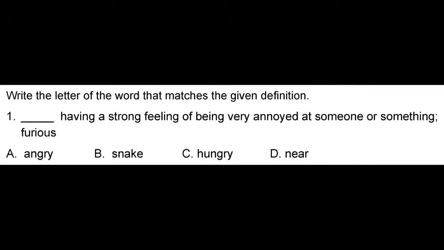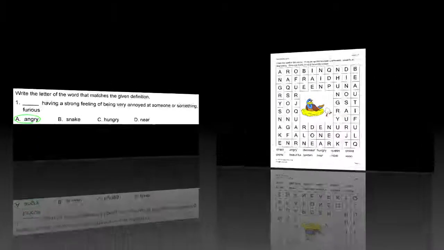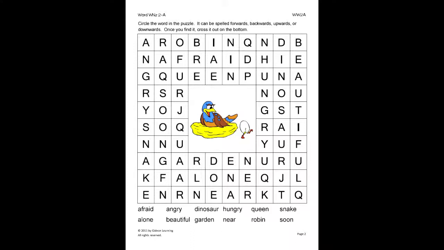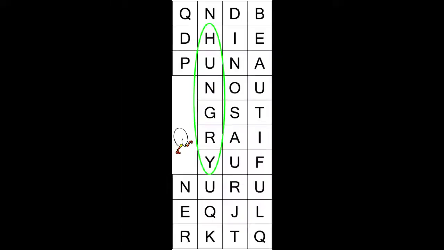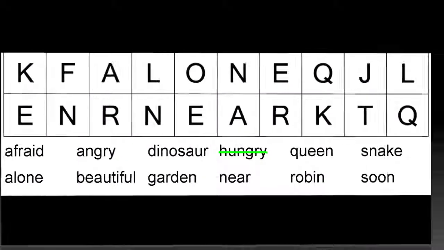Now, look at each answer choice. Angry, snake, hungry, or near. Since the word angry best matches the definition, we know angry is the correct choice, so we will circle the correct answer and write the letter on the line. For this activity, the student will circle the word in the puzzle. Remember, it can be spelled forward, backward, upwards, and downwards. If you find it, cross it out on the bottom. As an example, we will find the word hungry. So once we find it, we circle the word and cross it out in the word bank.